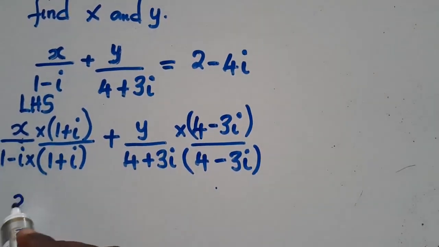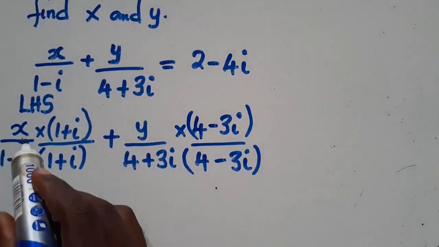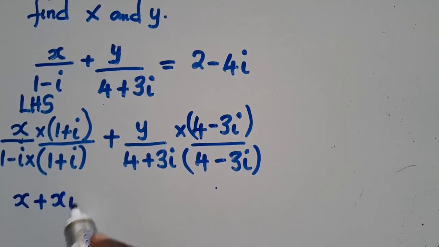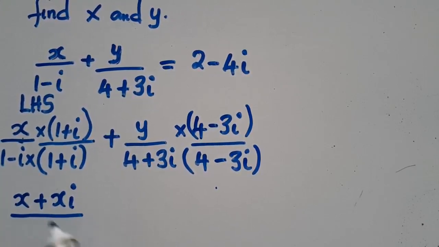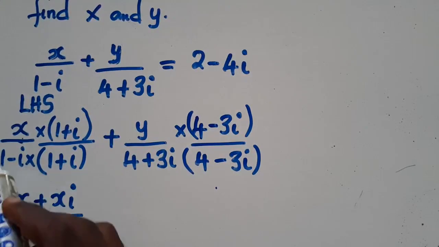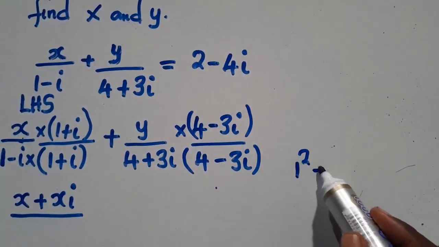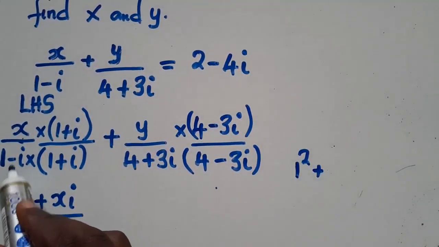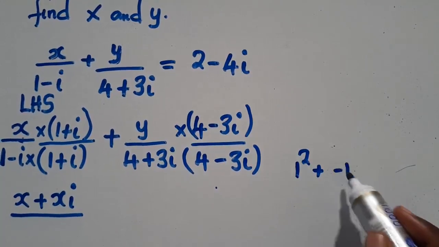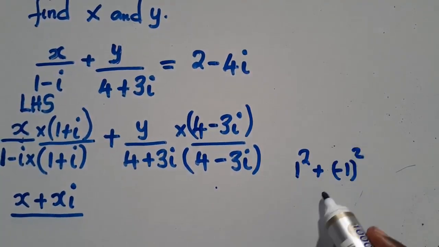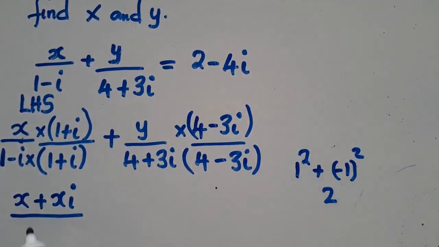We are going to have x plus xi, have you seen, over what? I told you that when you multiply here, it's the same as you square the coefficients. The coefficient is 1, so 1 squared plus the coefficient -1, so -1 squared. Here you are going to get a 2 when you add. So just the same as a 2 here. No need of trying to expand, you already know the answer. Plus still maintains.